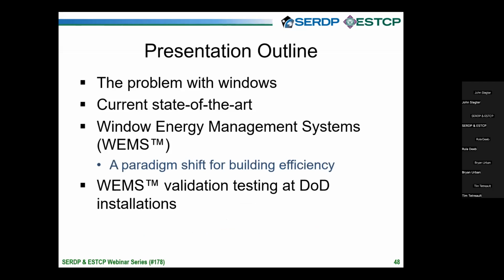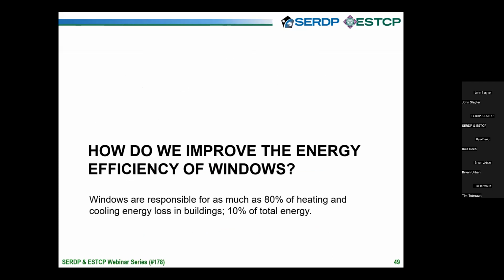We use the acronym WEMS because DoD likes acronyms, and so it's much easier to say WEMS than the full word. And we're here to solve the problem of energy loss through windows. So windows are an important architectural feature. They help with daylighting. They also help with feelings of well-being and health and happiness. Everybody wants an office with a window, but as any energy facility manager can tell you, windows are a huge problem for energy efficiency. They're responsible for as much as 80% of the heating and cooling energy loss through a building envelope.